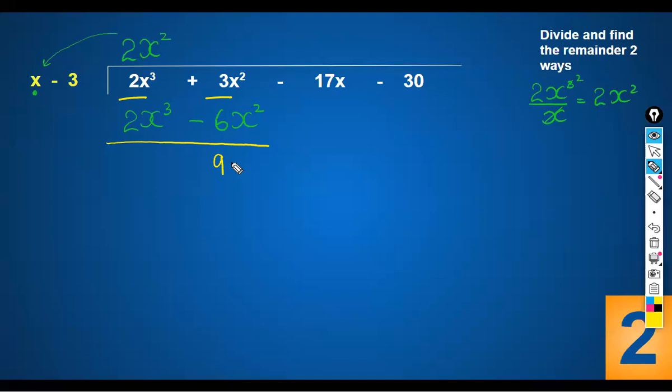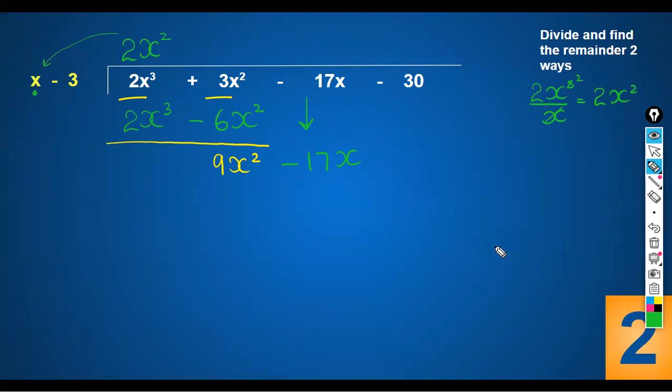Isn't it 9x squared? Because a minus and a minus is a plus. You're reading it downwards, but you imagine it horizontal. 3x squared minus 6x squared. A minus and a minus is a plus. And don't forget the squared, right? Who is going to join the party now? Well, Mr. Minus 17. Nobody had invited him, so he invites himself now.